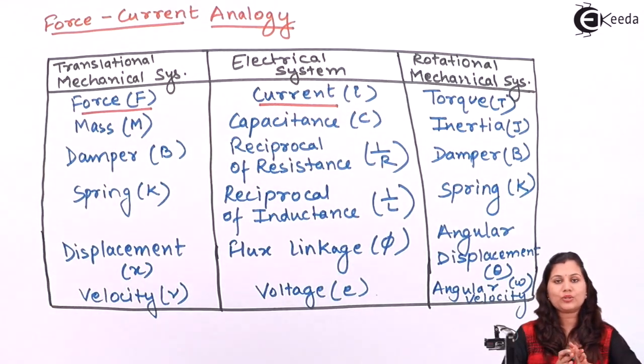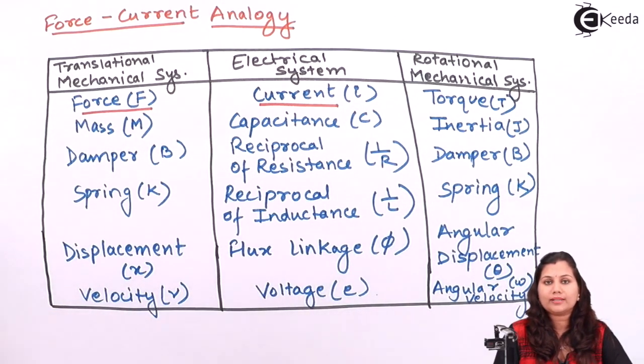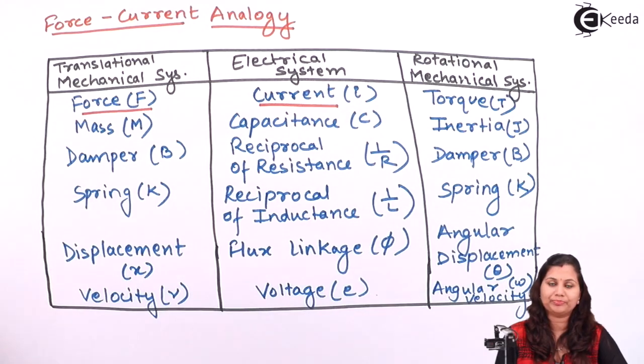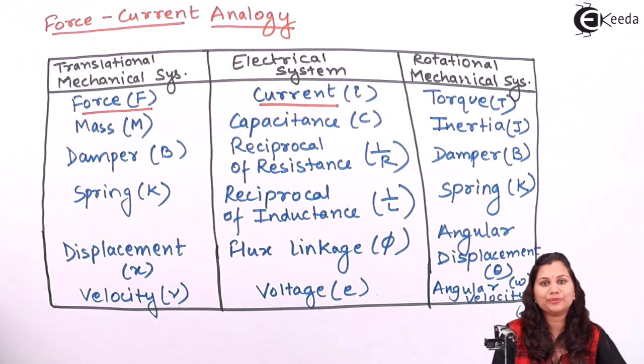So in this video we have studied what analogous systems are, and how we can find the analogous systems of mechanical translational and mechanical rotational systems using the force current analogy and force voltage analogy. I hope this topic is clear to you. Thank you.